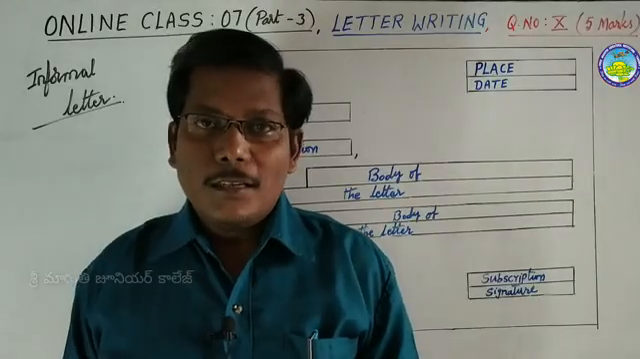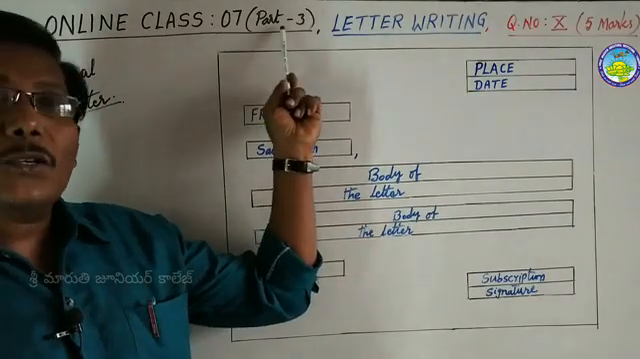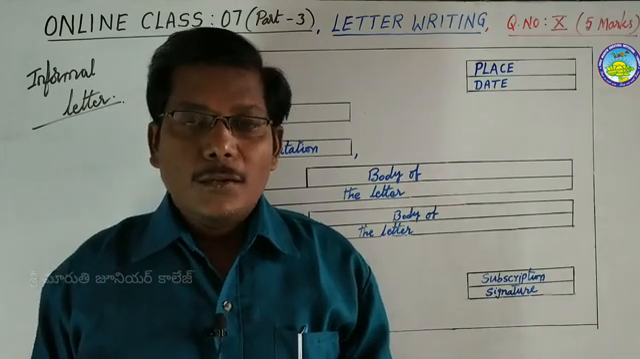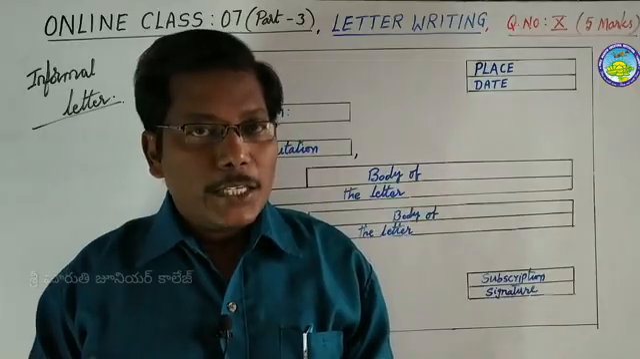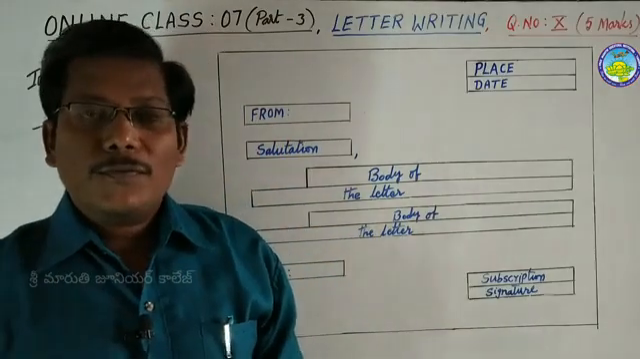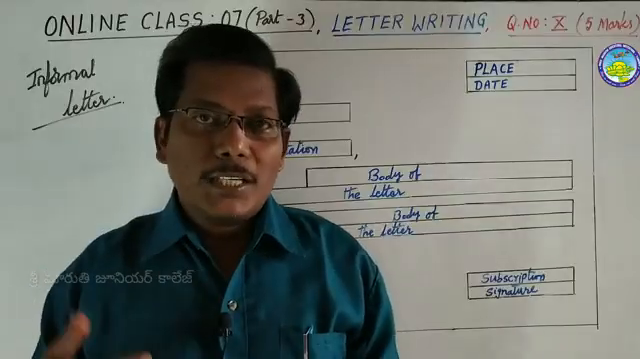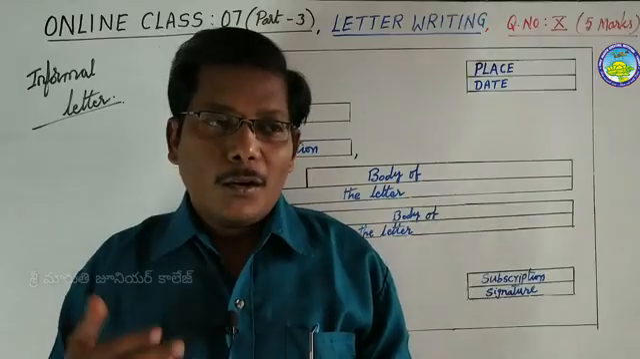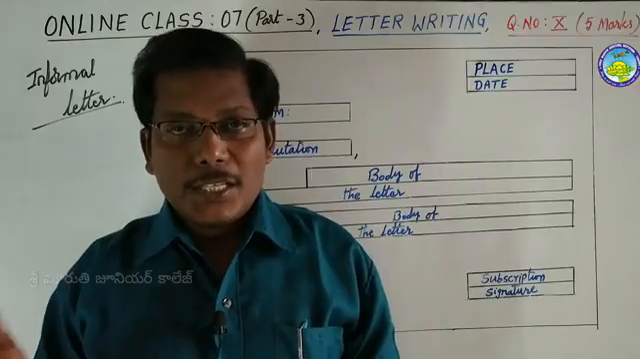And in our online classes, in the previous video, class number 7 part 2, I explained to you about letter writing: what a letter is, how many types of letters there are. We have two types of letters, formal letters and informal letters. In the previous two videos I explained formal letters, the format of formal letters and how to write a formal letter. I explained each and everything in the previous videos.